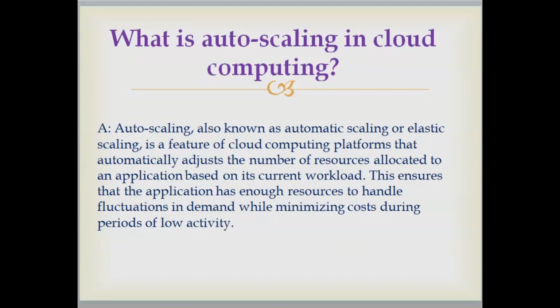What is autoscaling in cloud computing? Answer: Autoscaling, also known as automatic scaling or elastic scaling, is a feature of cloud computing platforms that automatically adjusts the number of resources allocated to an application based on its current workload. This ensures that the application has enough resources to handle fluctuations in demand while minimizing cost during periods of low activity.